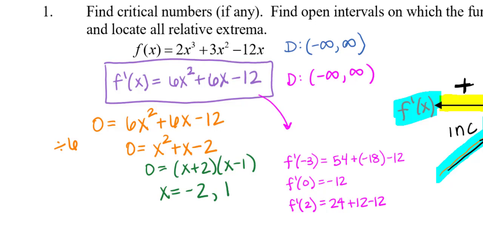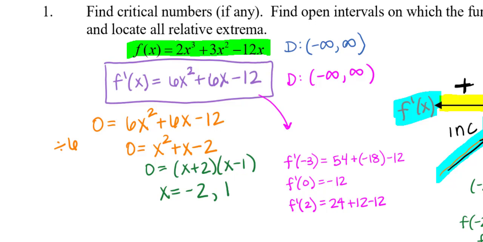Well, let's figure out where this point would be. So if it's at -2, I need to put this back into the original function, which I'll highlight here in green, to be able to find that point. So f of -2 would be 2 times -8 plus 3 times 4 minus 12 times -2. So f of -2 is 20.